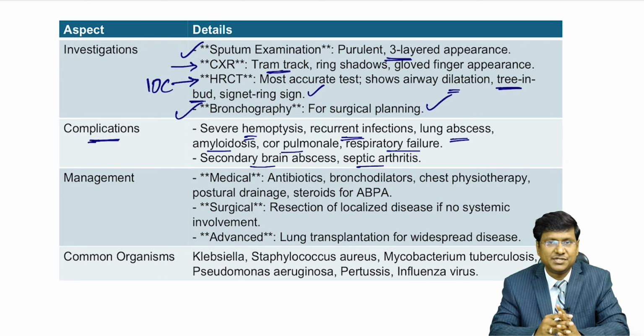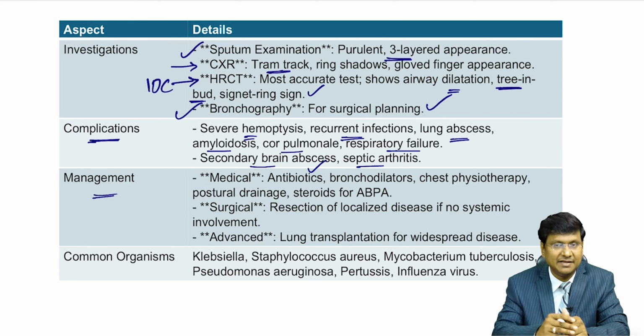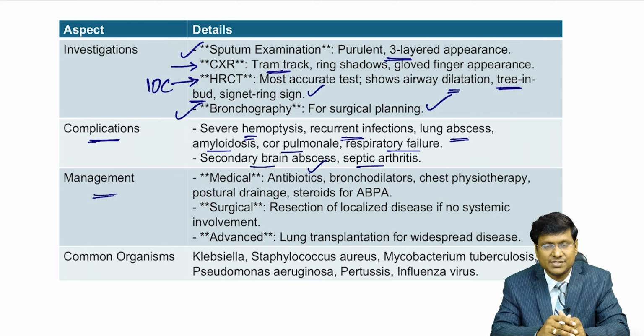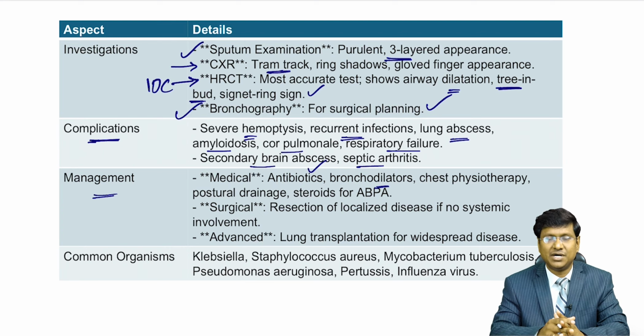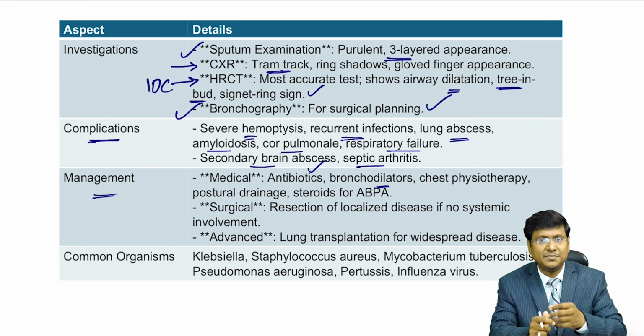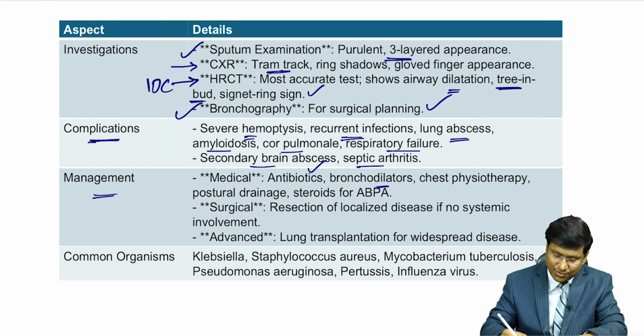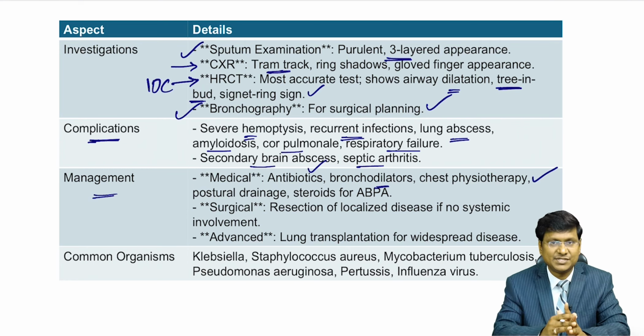Then if you see the treatment, because it is the recurrent infections which cause the bronchiectasis, the mainstay of treatment in these patients will be antibiotics. And because there is narrowing of the airway due to accumulation of mucus, you need to give bronchodilators, and the bronchodilators we give are beta-2 agonists. Then, because there is excessive accumulation of mucus in the airways, you have to ensure that the mucus or the sputum is expectorated out. For that, you need to do chest physiotherapy and postural drainage of these secretions.